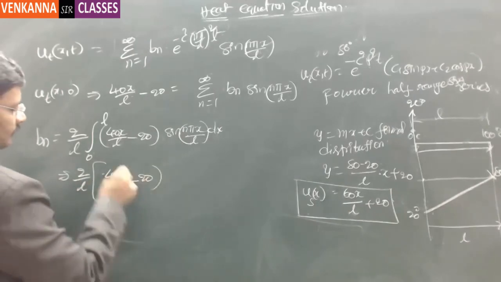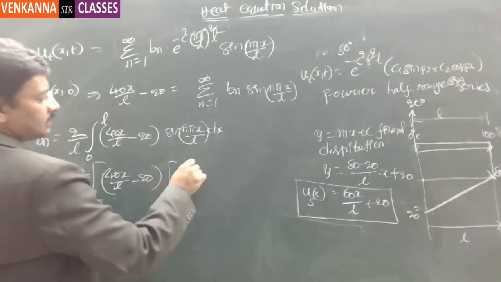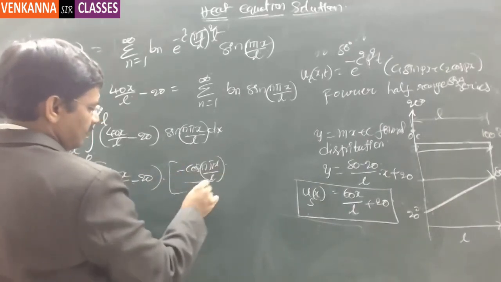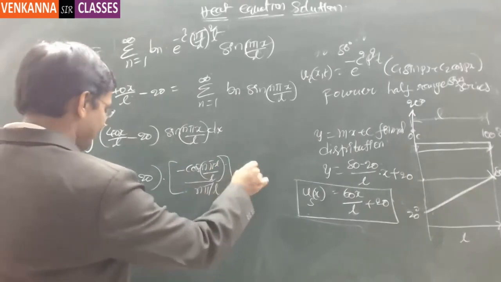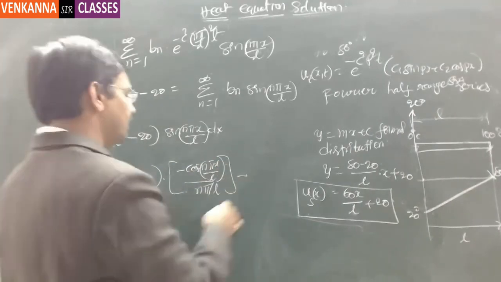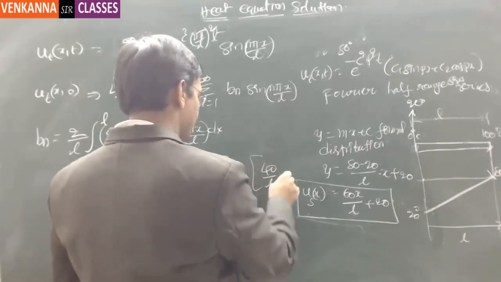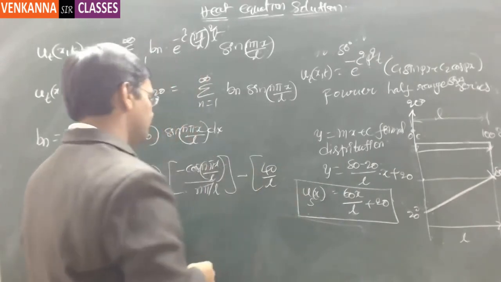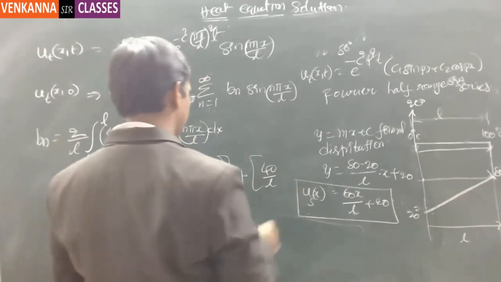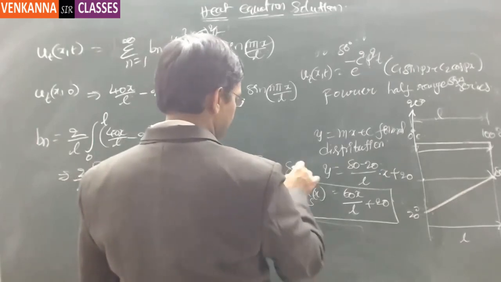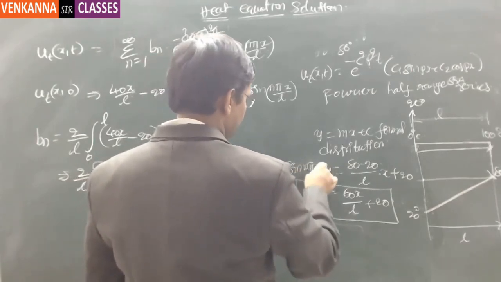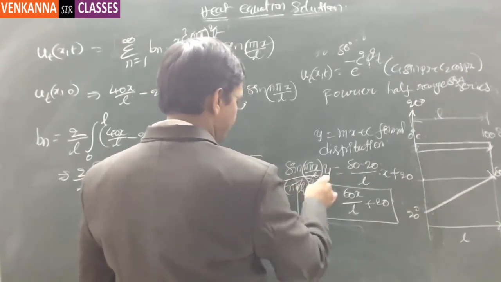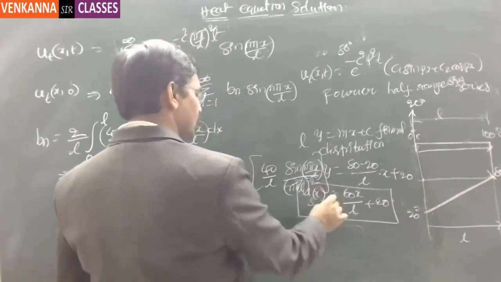2 by L times (40x by L minus 20). The integral of sin is minus cos(n pi x by L) divided by n pi by L. Then the derivative of this part is 40 by L, and the integral of this is minus of minus, so this will be plus; the integral of cos is sin(n pi x by L) divided by (n pi by L) whole square. Now the upper limit is L and the lower limit is 0.